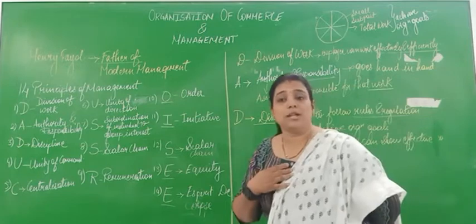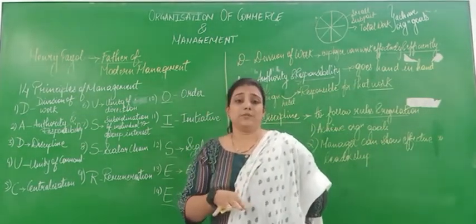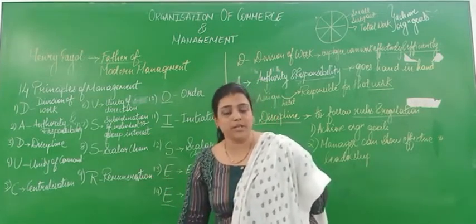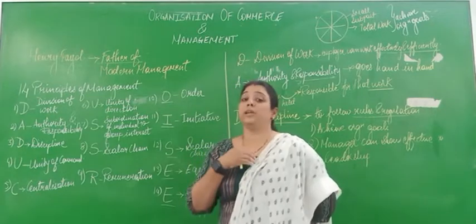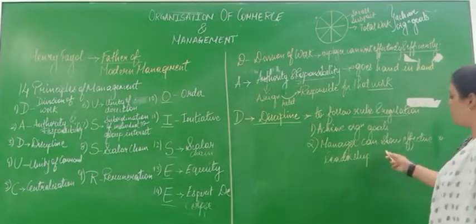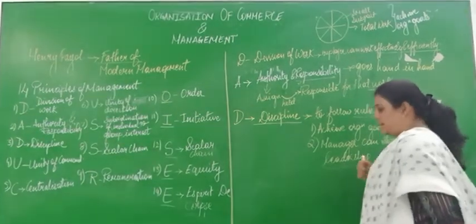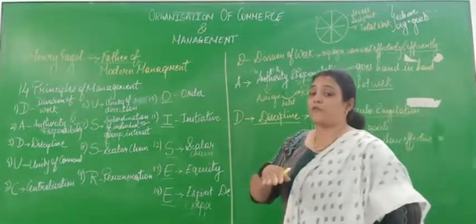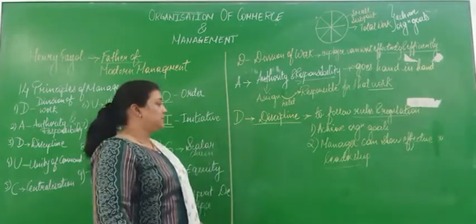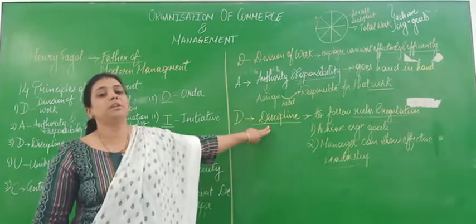Working in this organization, I need to come by 8:15. Why? Because my students come at 8:20, so I need to come at 8:15. These are the rules and regulations made by the organization, and I have to follow them so that I can show my effective leadership. That is, as a leader, I can make the people work for the organization according to the rules and regulations. This is the third principle of management given by Henri Fayol.